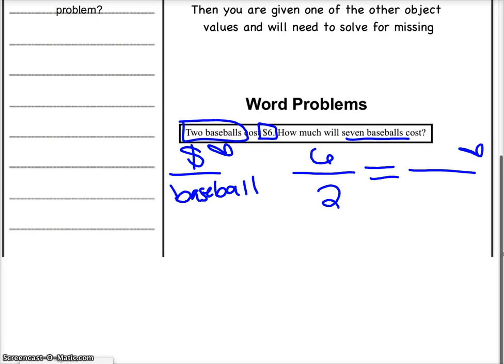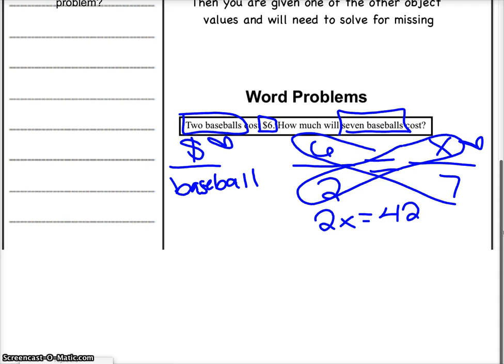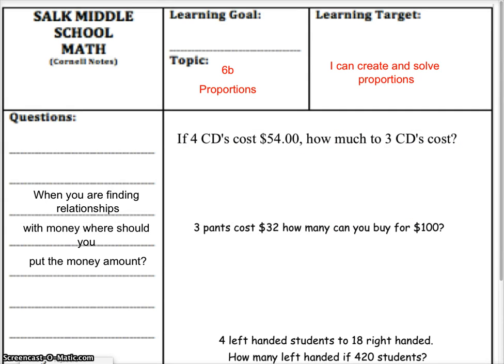How much will 7 baseballs cost? But all I have is 7, so where does the 7 go? Bottom. I'm trying to find money. 2x equals 42, setting the cross product equal to each other. X is 21. Now some of you might be like, I could find my unit price and then just times it by 7. That's totally an acceptable strategy, but proportions is a huge 7th grade standard, so you want to make sure to practice setting those up.